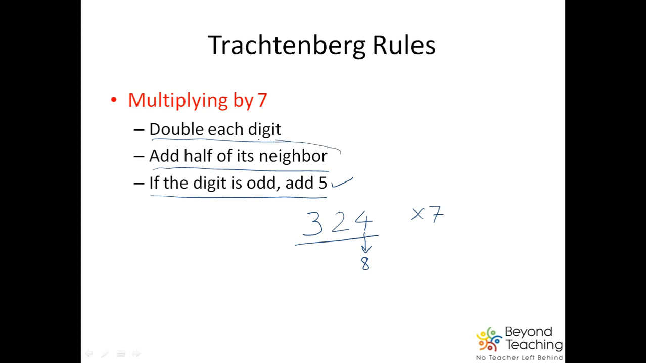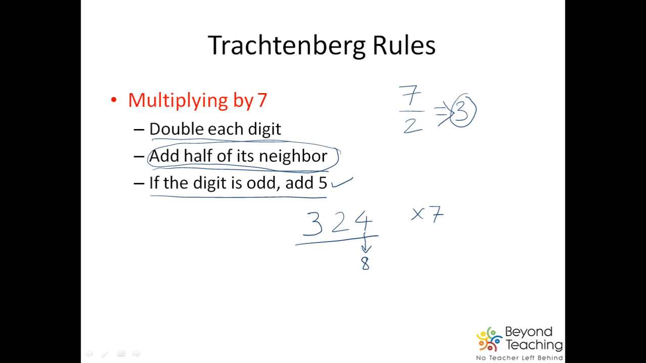Now half of its neighbor again is a problem when it comes to an odd digit. Okay. So the rule in Trachtenberg is when you're doing something as half, and if it's an odd number, suppose you're doing half of 7, so half of 7 is 3.5. So we will have to round it off to the lower number. That's a very important rule here. So 7 by 2 will have to be 3, not 4, not 3.5. Okay, that's the only thing that you need to be careful about.